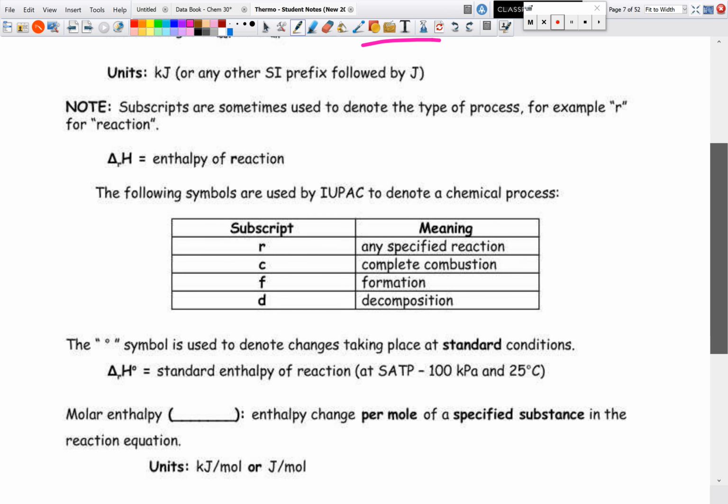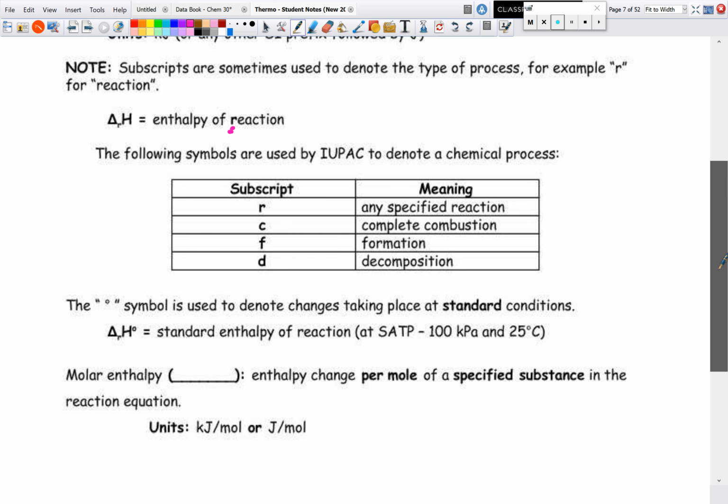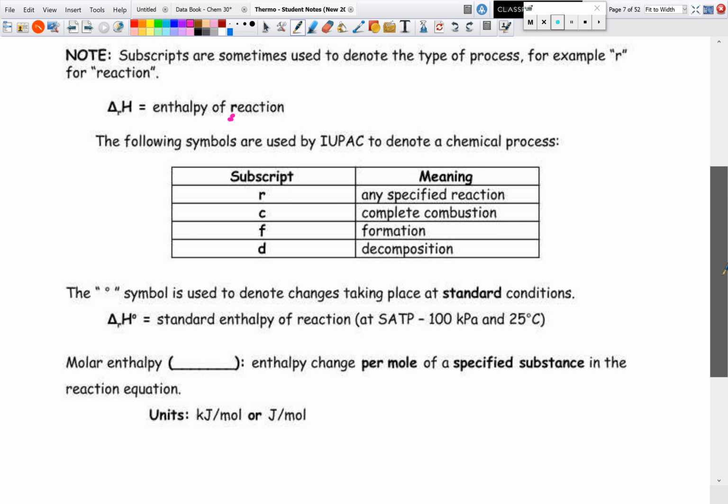Now, sometimes you will notice subscripts. Don't be scared of them. They're just going to give you an idea of what reaction is going on. So sometimes if you see delta H with an R, what that means is just change in enthalpy of a reaction. That R stands for reaction. And some of the common subscripts we'll see are R, C, F, and D, which stands for R, any reaction, C, complete combustion, F, formation, or D, decomposition. So that just tells you what the reaction is. So you may see them, you may not, you may use them yourself, you may not. Doesn't really matter, they're just there to give you more information.